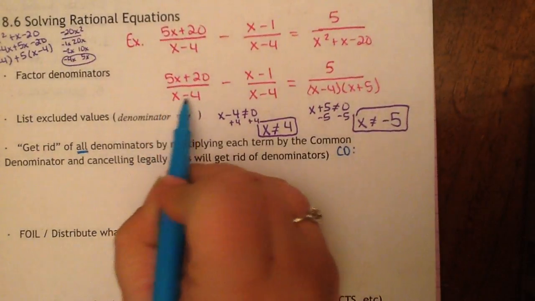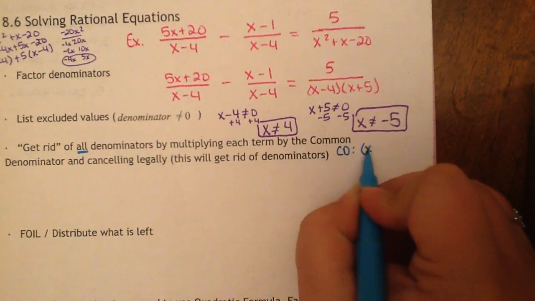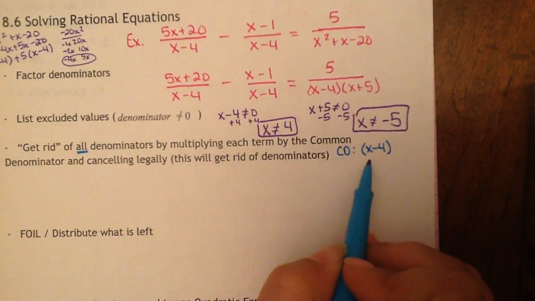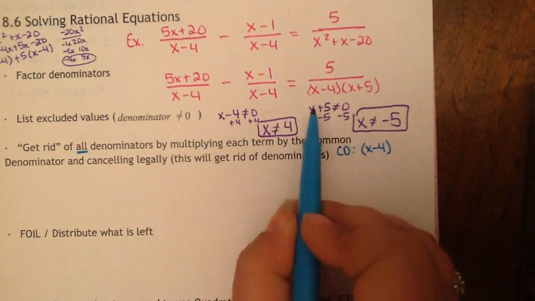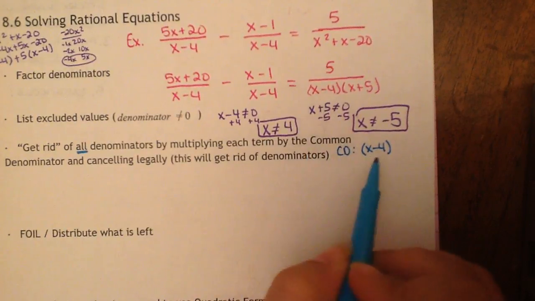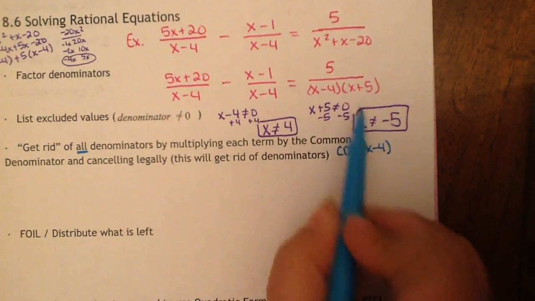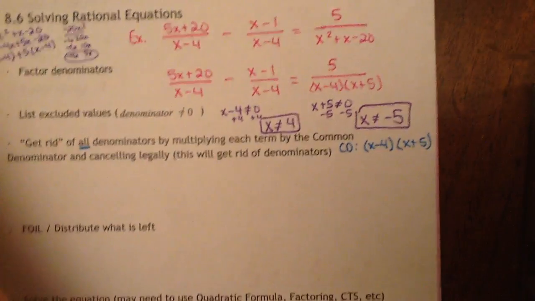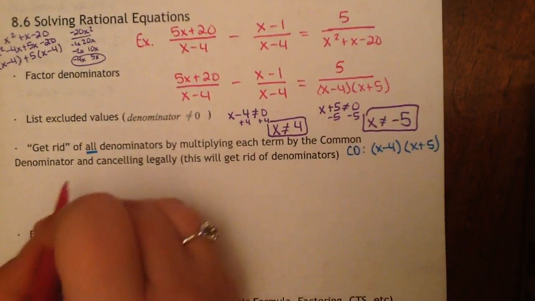Well, from the first fraction I have an x minus 4. The next fraction I also have an x minus 4. I've already got one, so I don't need to put it there. The next fraction I have another x minus 4. I've already got that. But then I have an x plus 5, so that's new. So my common denominator is x minus 4 and x plus 5.